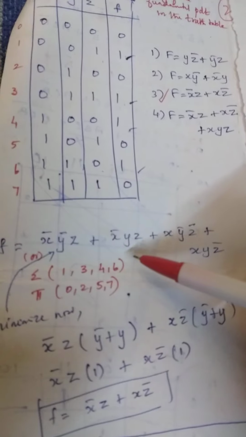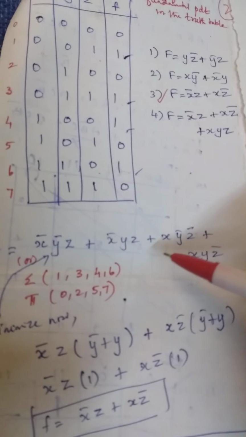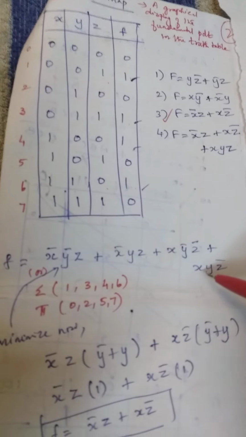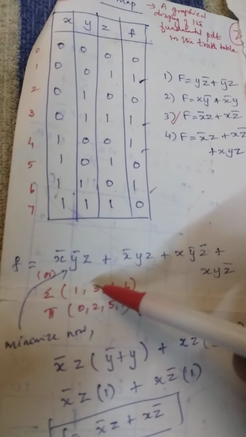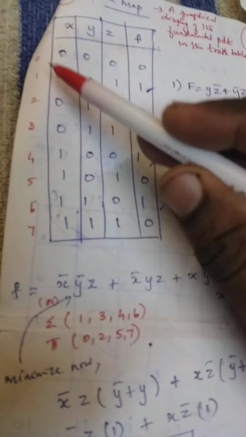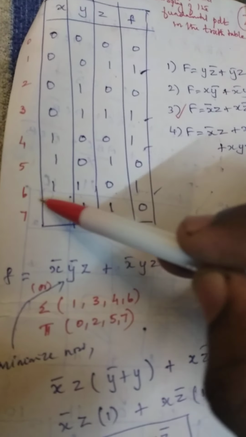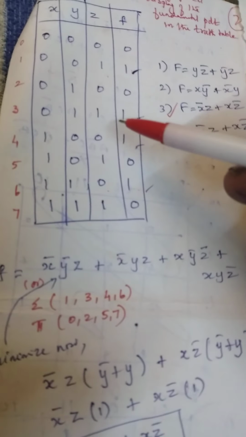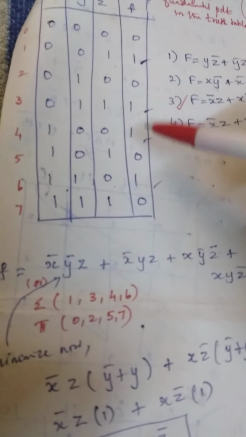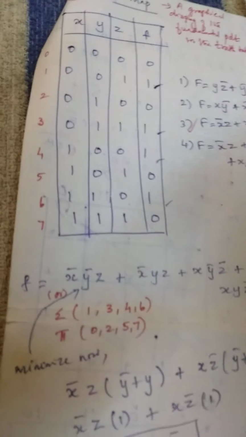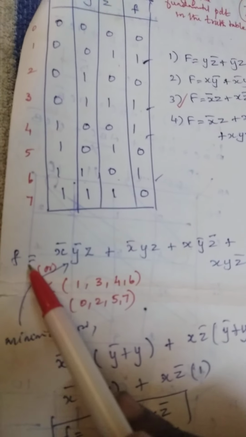In the previous lecture itself we have seen what is canonical form. Sigma will be all ones, so 1, 3, 4 and 6, and pi will be the next thing, that is all zeros, so 0, 2, 5 and 7. So now we need to simplify this equation.